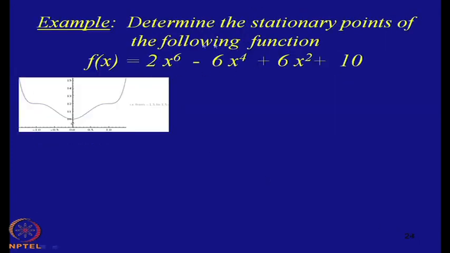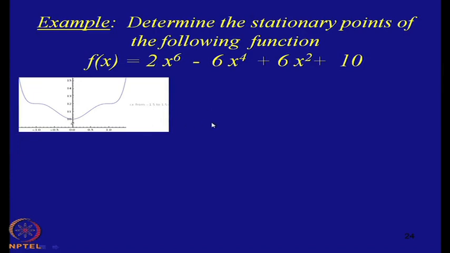Now, let us take another problem where the function is of order 6: 2x to the power 6 minus 6x to the power 4 plus 6x square plus 10, and this is the graph for us. Again, we need to find out where the function has the maxima or the minima. It is very clear from the graph that at x equal to 0, the function has a relative minima point, and within the given range, from minus 1.5 to plus 1.5, the corresponding minima is the global minima as well, but we will not study that one.